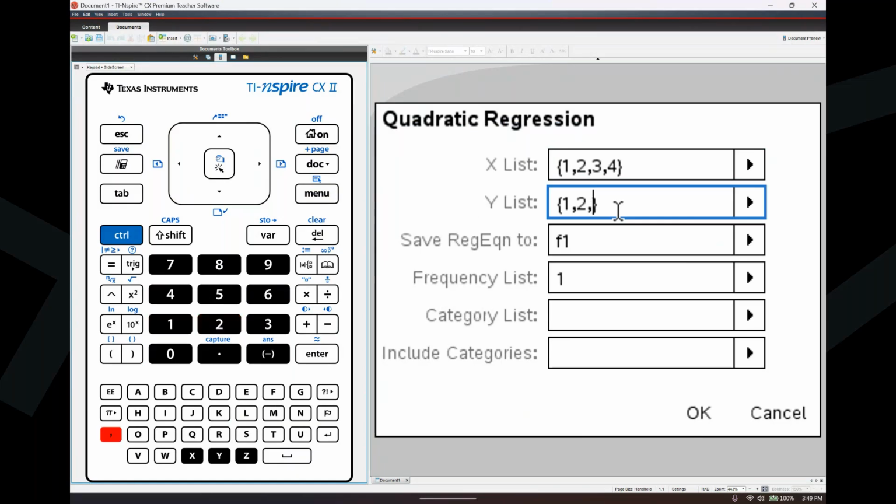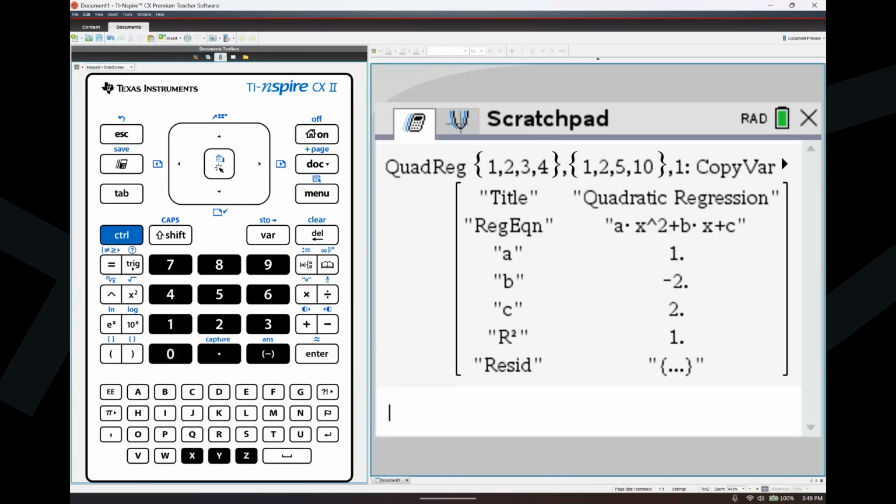Let's see, plus 1 plus 3 is 5, and plus 5 is 10. So let's say the points are 1, 1, 2, 2, 3, 5, and 4, 10. Press OK, and it will give you the line of best fit, right? Or the quadratic of best fit, right? And we don't have an R value here. We have an R squared value.